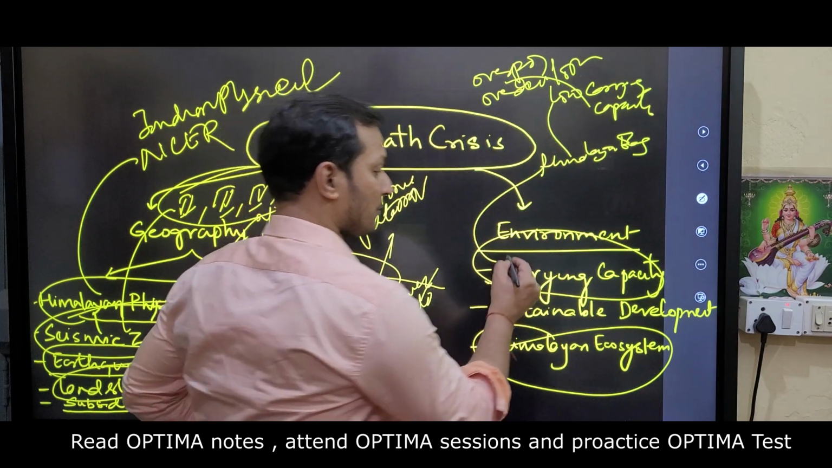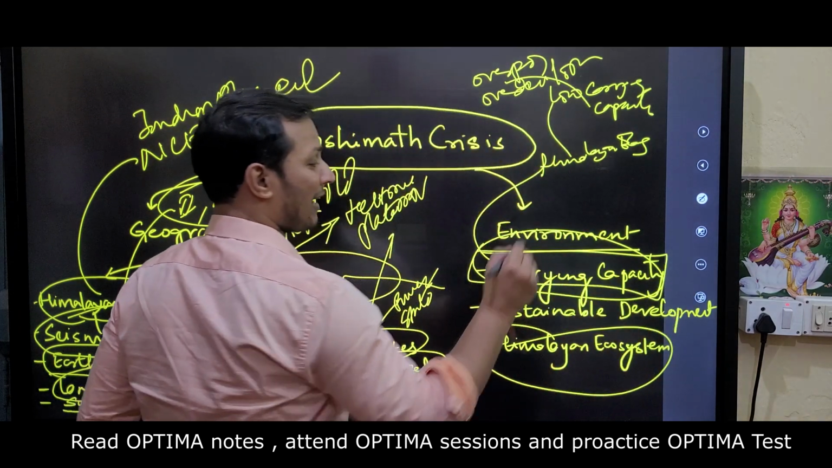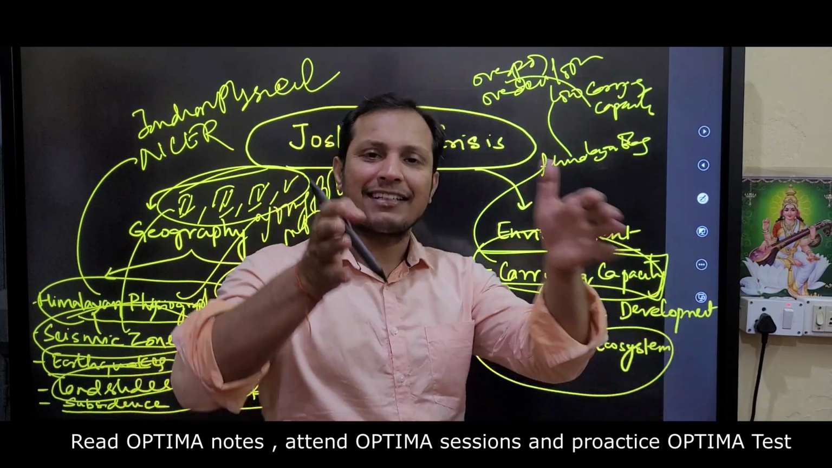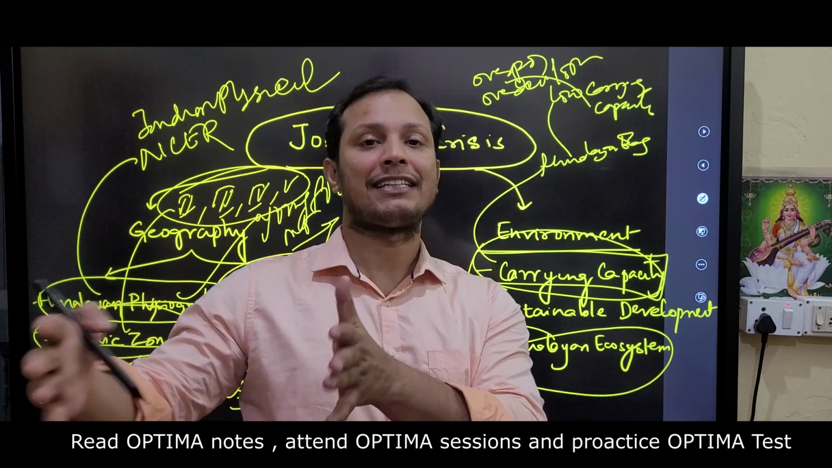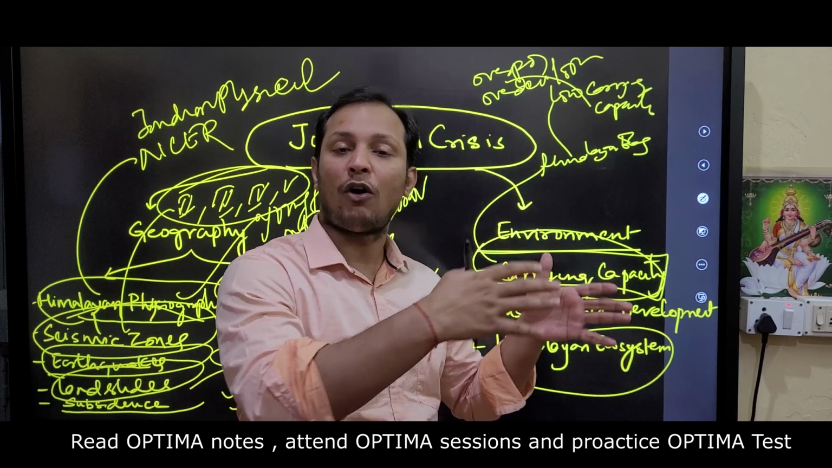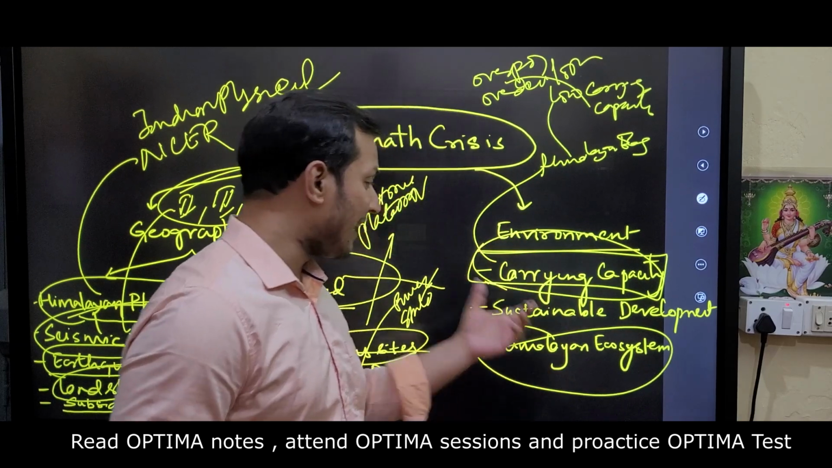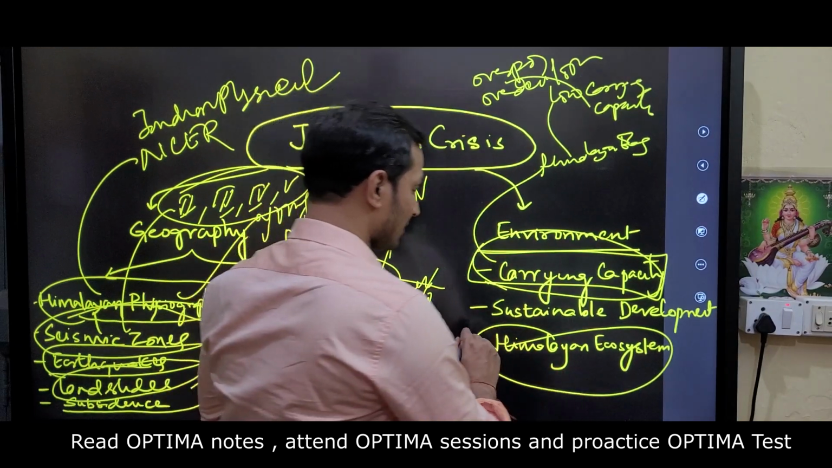So here the concept which you need to prepare is carrying capacity. Please prepare the concept of carrying capacity. Every ecosystem has a carrying capacity. It cannot go beyond that carrying capacity. Otherwise, there will be what? Degradation happening in that ecosystem, and that is what is happening to the Himalayas. And next, a very important topic is the topic of sustainable development.